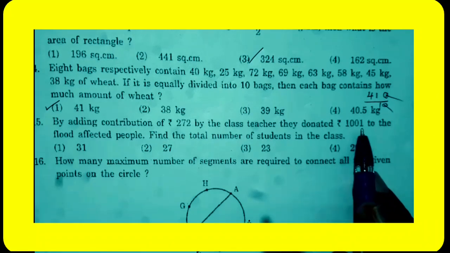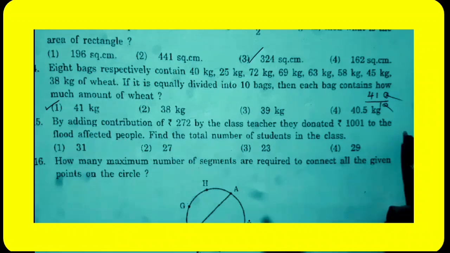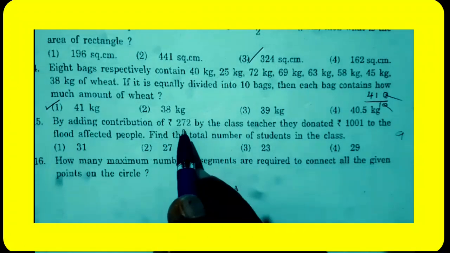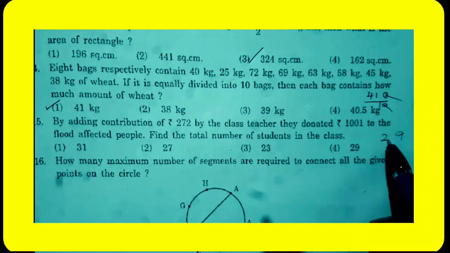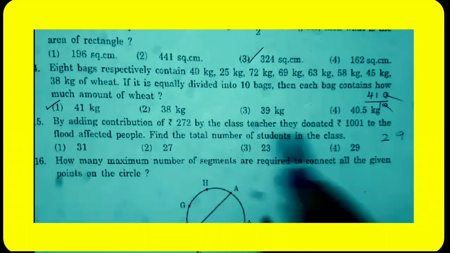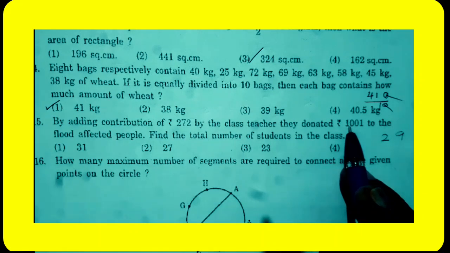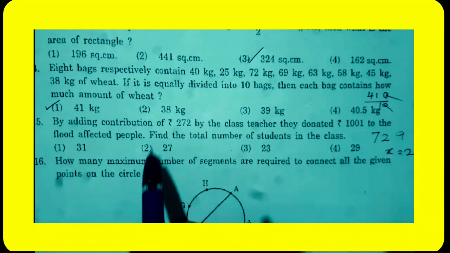Subtract this by this. Carry 1. 11 minus 2 is 9. 7 plus 1 is 8. 10 minus 8 is 2. And 2 plus 1 is 3. 100 minus 3 is 7, which is square of 27. So our answer is 27. Student contribute 27 rupees.